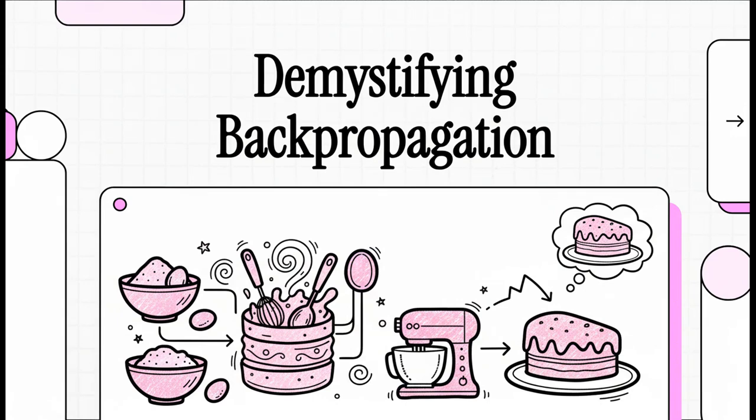Welcome to the Explainer. Today, we're going to tackle a huge topic, maybe the most important algorithm in all of modern AI, backpropagation. It's the secret sauce, the magic trick that lets machines learn from their mistakes. And we're going to break it all down piece by piece.